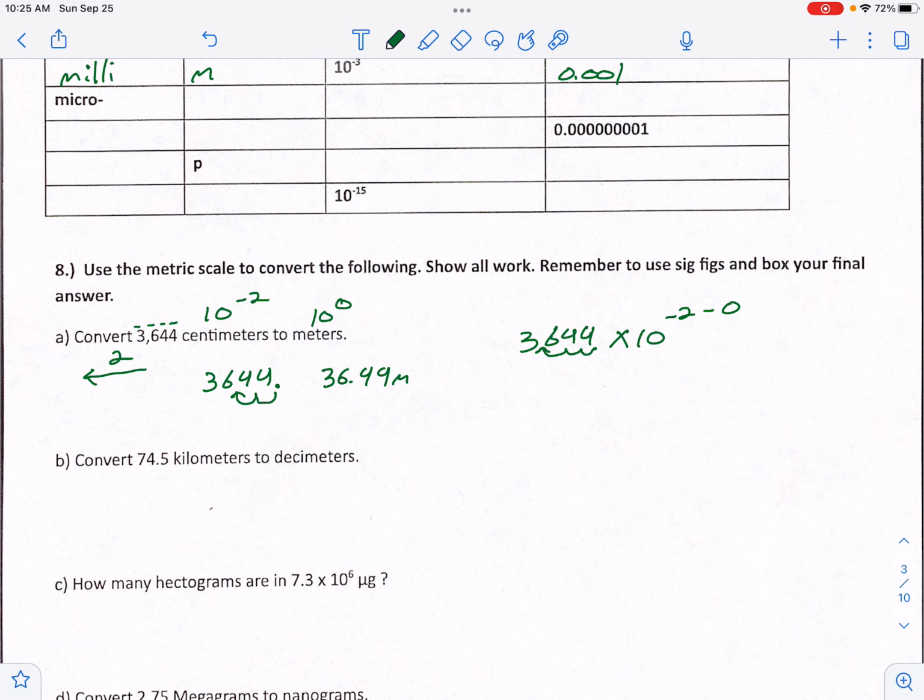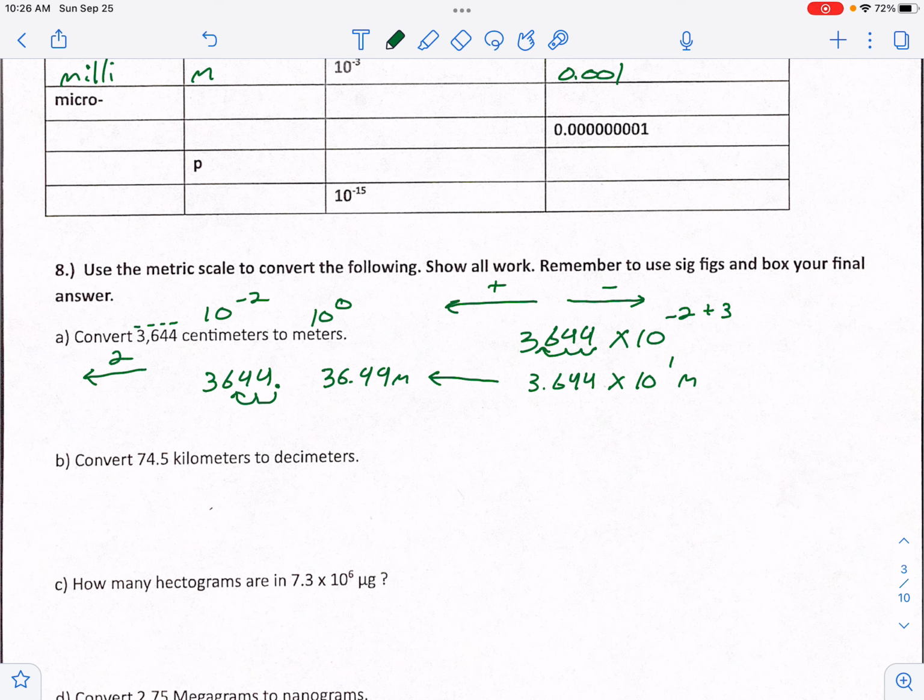Now, the way I remember this is if I have to move my decimal to the left, I have to add to the exponent. If I move my decimal to the right, I have to subtract. The way I remember that is on the metric scale, if you went left, you were positive, you're a big number. If you went right, you were a negative exponent because you're a small number. So I went over to the left 3 times. So I'm actually going to take away the 0 because we don't need that anymore, and I'm just gonna add 3. So negative 2 plus 3 would give me 3.644 times 10 to the 1 meters, which would just be the same thing as this right here. Okay, so either way is fine.